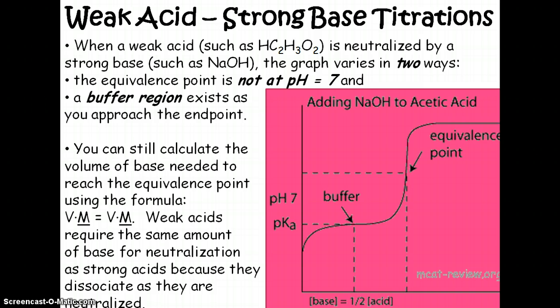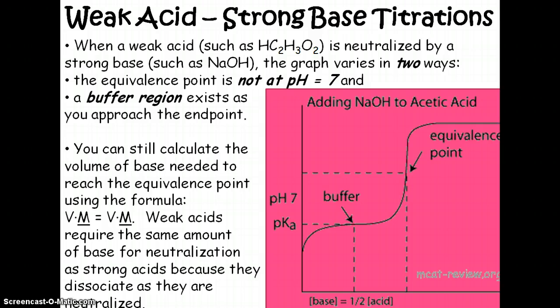The big differences between this curve and the strong acid, strong base titration curve are, number one, the equivalence point is above a pH of 7, and the other is that a buffer region exists. Now remember, a buffer region is where you have the solution resist a change in pH.